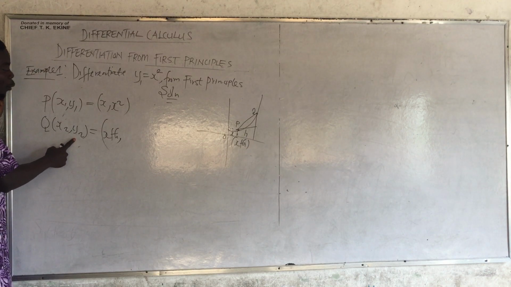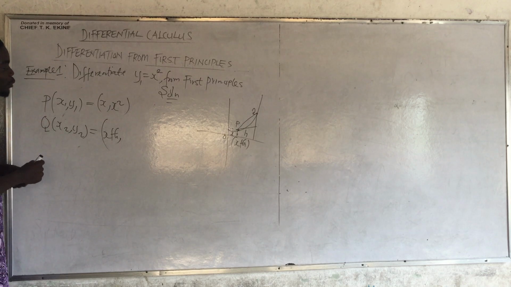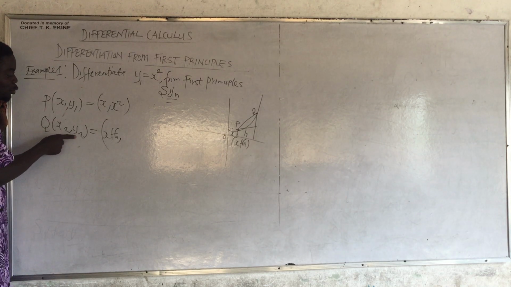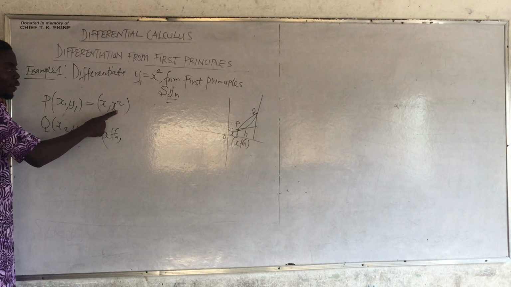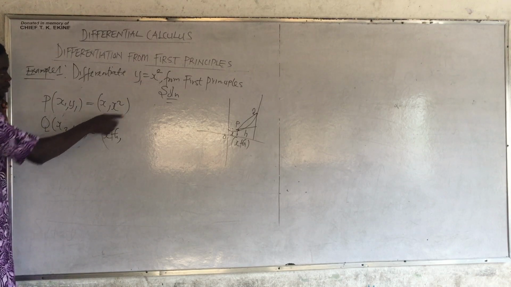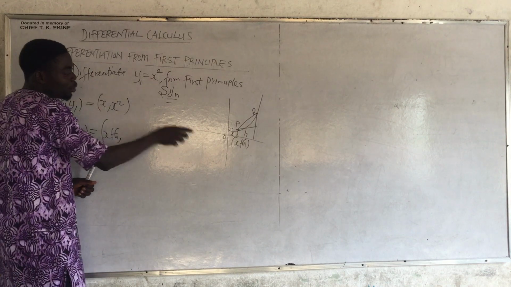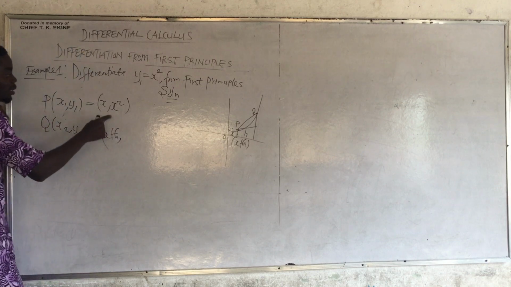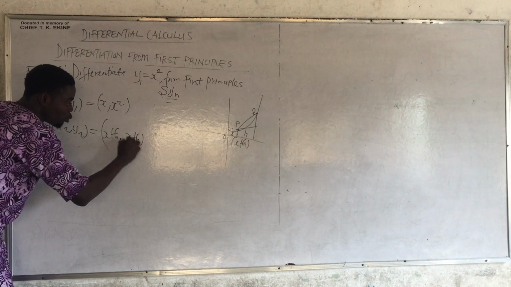Then what is your y2? Your y2 is saying that anywhere you see, take note, that your y1 is equal to x squared. So if y is equal to x squared, anywhere you see x, just put x plus h, because this x connotes the horizontal axis. So since it is x squared, there will be x plus h all squared.